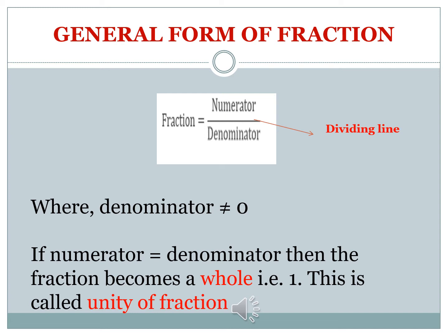If the numerator and denominator are equal, for example 4 by 4 or 5 by 5, then the fraction becomes the whole, that is 1, right? 5 by 5 means 5 divided by 5, so a number divided by itself will give you 1. So numerator divided by denominator gives us the whole. This is called the unity of fractions, where the numerator is equal to the denominator, right?